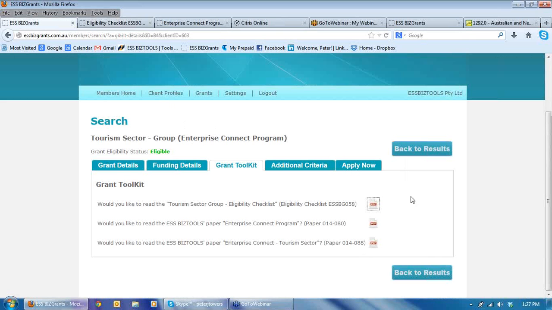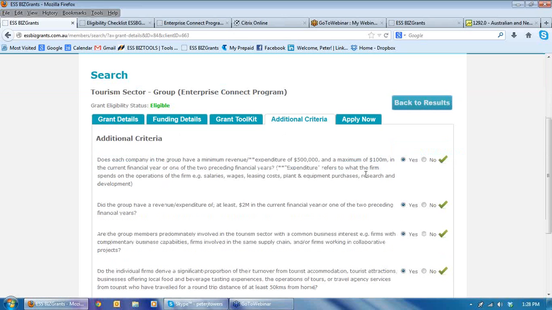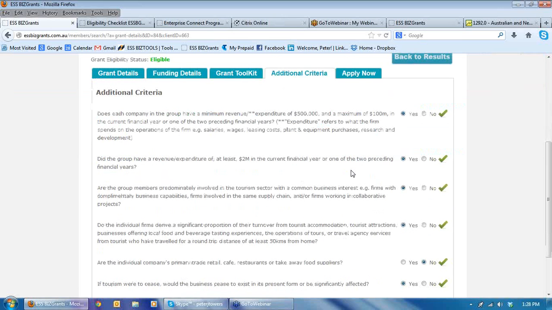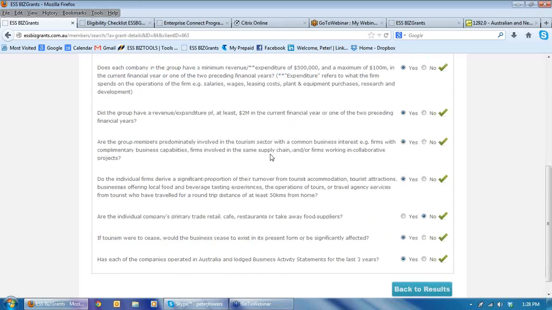Now, we then want to have a look at some additional criteria. And we've already gone through and answered this one, but does the company in the group have minimum revenue of 500,000? So you need to go through and answer the questions, and to speed the process up, we've answered them. Just bear in mind that some of the correct answers are no. So in here we've got, are the individuals, companies, prime trade, retail, cafe, restaurant or takeaway food supplier. The correct answer to that is no.